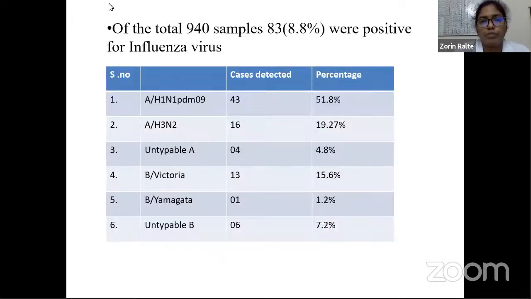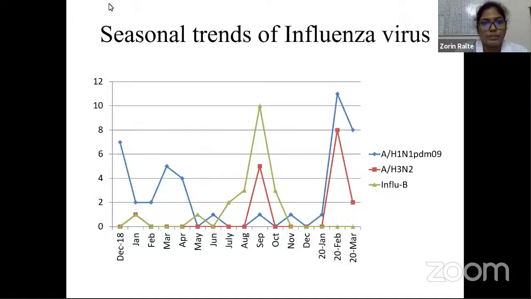Of total 940 samples, 83, that is 8.8%, were positive for influenza virus, of which H1N1 pandemic 9 were 43, that is 51.8%, H3N2 were 16, that is 19.27%, untypable A were 4, that is 4.8%, Victoria were 13, that is 15.6%, Yamagata was 1, that is 1.2%, and untypable B were 6, that is 7.2%.